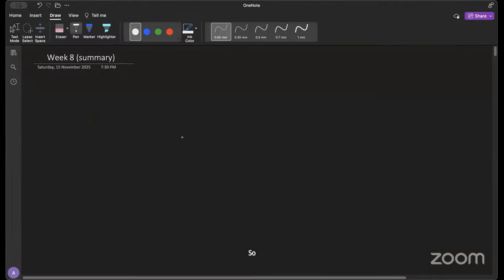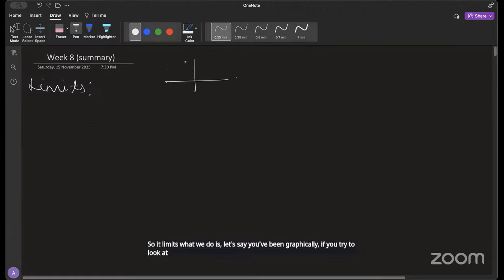So this week is majorly about continuity and differentiability. But before moving to that, we'll first discuss limits. So in limits, let's say you've been given this function. Let's just discuss it graphically first, and then we'll come to the definition of it.